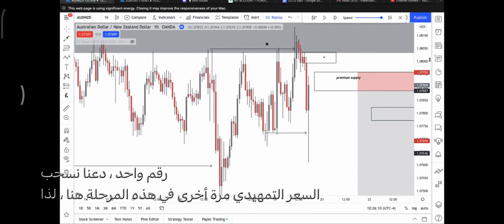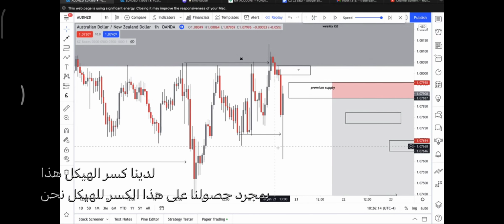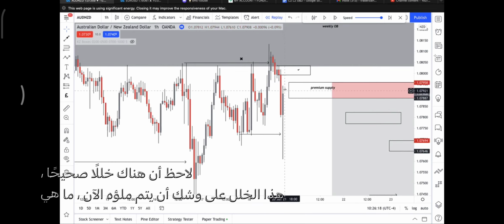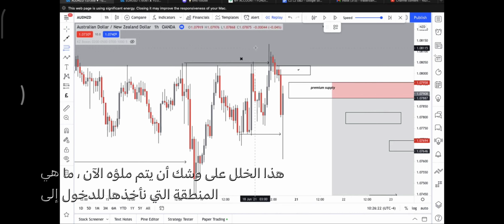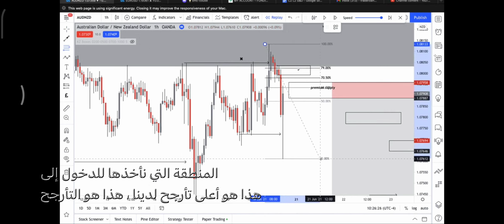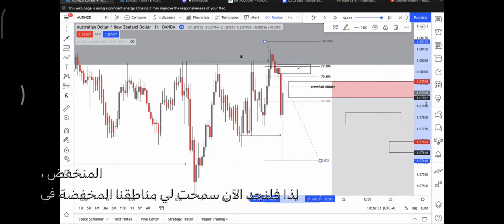So number 1, we have that break of structure. Once we got that break of structure, we notice that there is imbalance, right? This imbalance is now about to be filled. Which zone do we take an entry of? This is our swing high. This is our swing low. So now let's find our discounted areas.